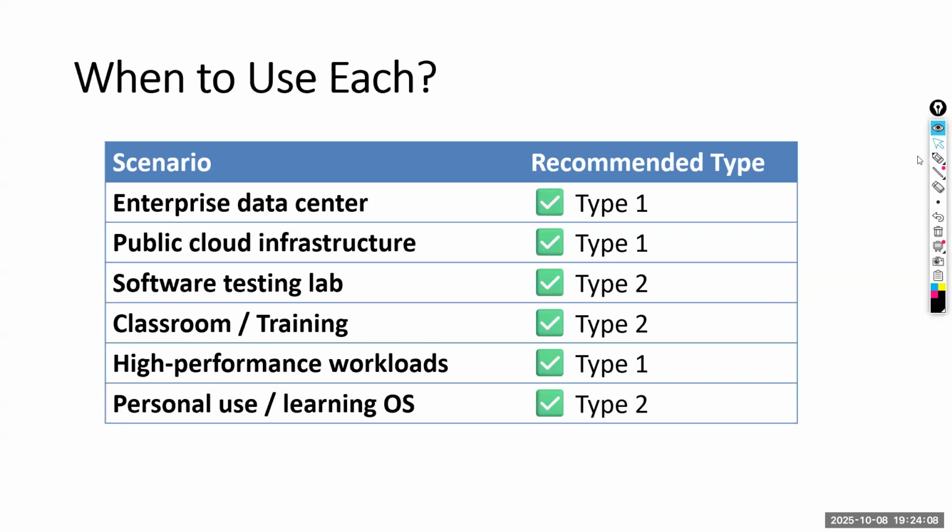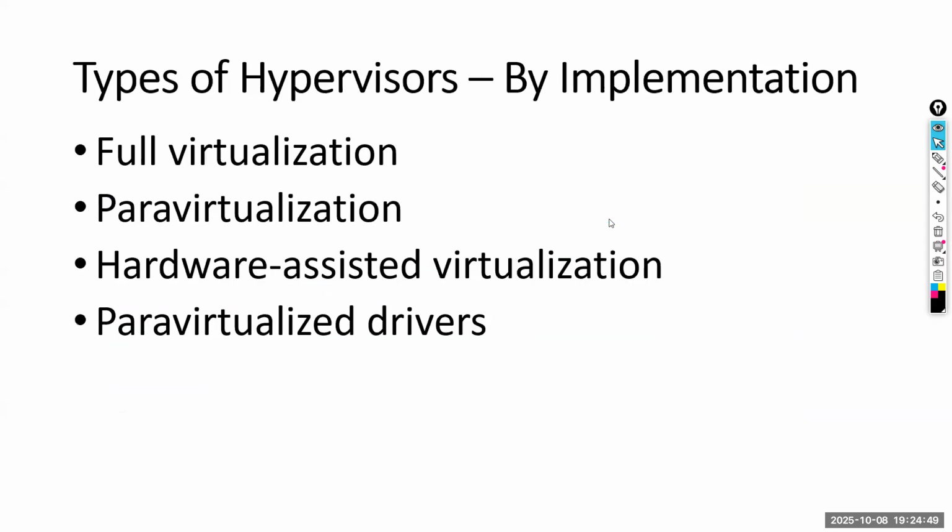So this is sort of a when-to-use. For example, enterprise data center, go for type 1, bare metal. Public cloud, go for type 1. If you just want to test software in a lab, to test your software in different environments, maybe type 2 is good enough because you can easily set it up. You don't need high performance, just testing. Classroom training, definitely type 2. High performance workloads, go for type 1. Personal usage, learning, go for type 2. Right, so that is the main classification: type 1 hypervisor versus type 2 hypervisor.